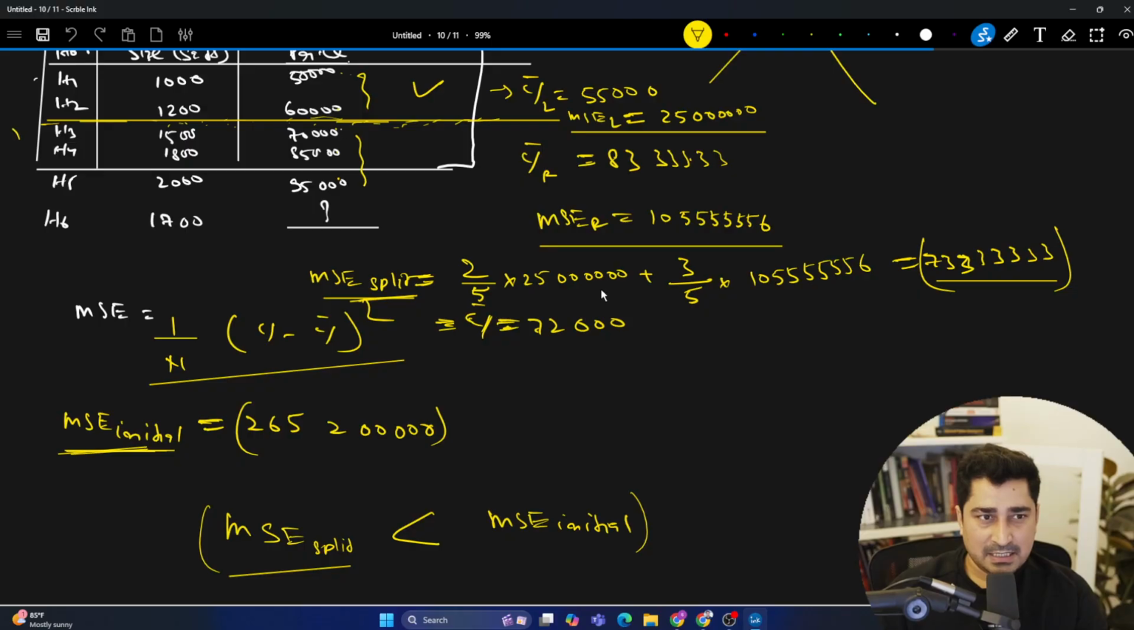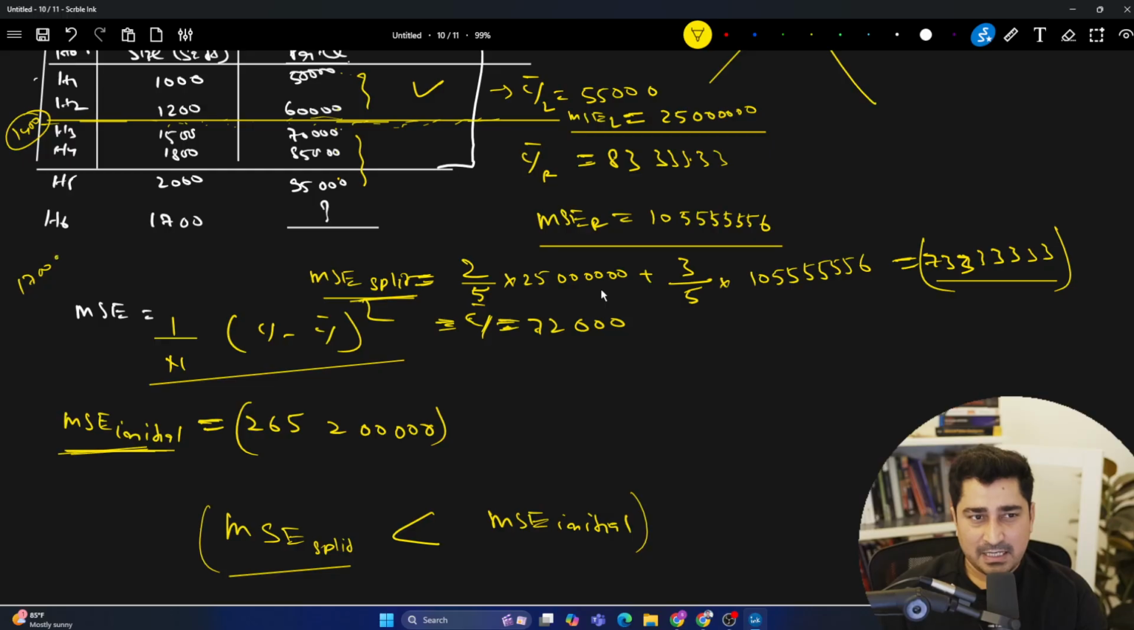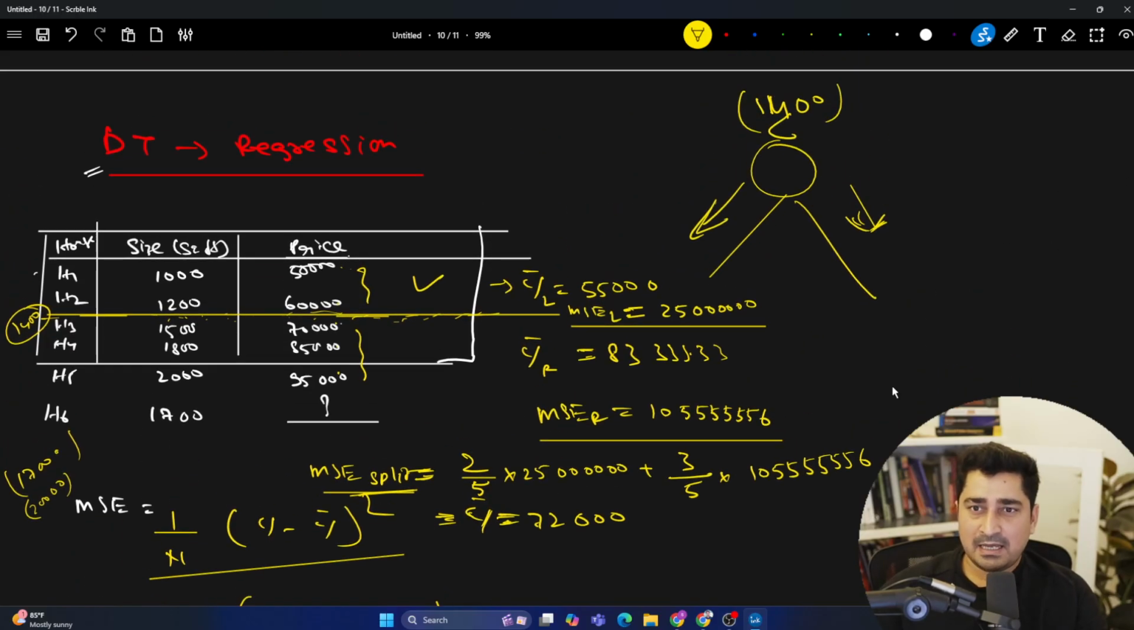Here I have considered 1400. Maybe I can try the same thing out with 1700. Maybe I can try the same thing out with 2000. Now, whichever is giving me a lesser split error, maybe even lesser than this, maybe 2000 is going to give you lesser than this one, in that case, what should be my split criteria? My split criteria will be that number. So maybe 1400, maybe 1700, maybe 2000.